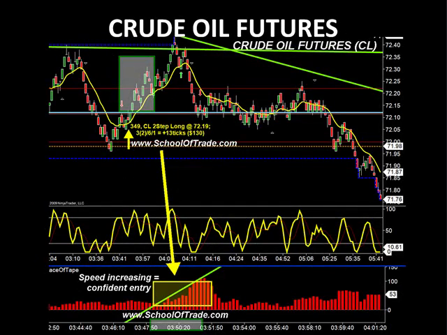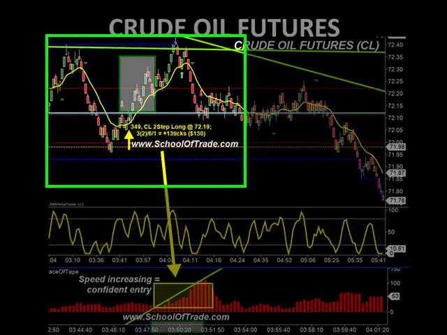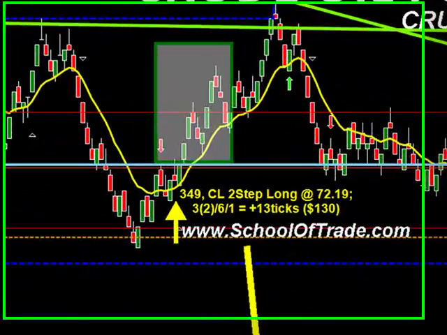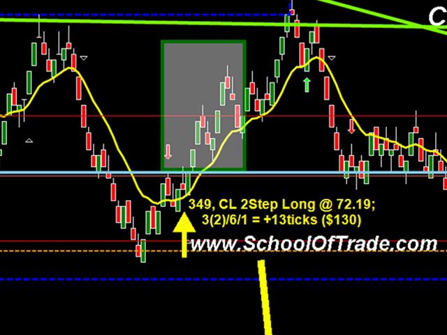Let's talk about some of the trades we took today. As you guys know, we only took one trade this morning, and it happened just before 4 o'clock. As you can see here, I'll zoom in. This is on the crude oil futures, symbol CL. This is the 1009 contract, the current front month contract. Just before 3:50, at 3:49 here on the crude, this is a two-step long. 72.19 was our entry here.